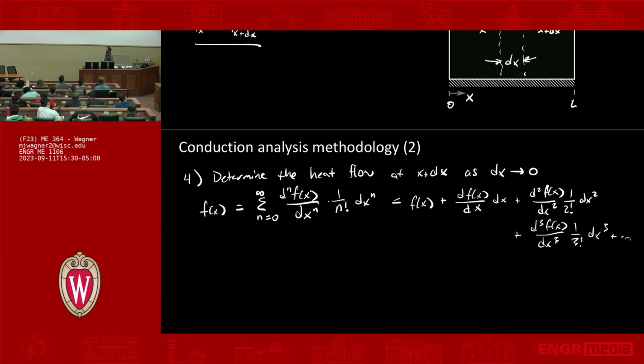Okay, why am I doing this? I'm not trying to torture you. What we should look at here is what happens to the second and third order terms and the ones above that when dx becomes really, really small. They basically become unimportant, right? Because dx is really small, so dx squared is going to be really, really small. dx cubed is going to be even smaller than that. So as dx becomes really small, this stuff here goes away.